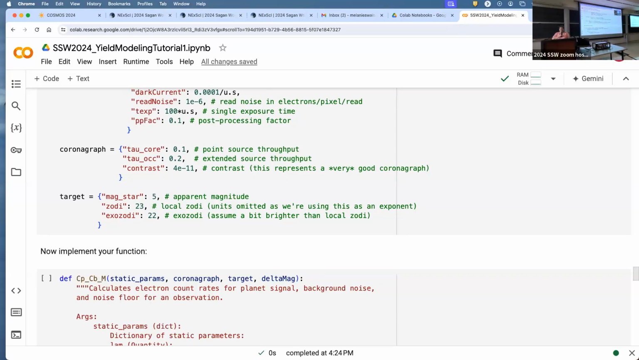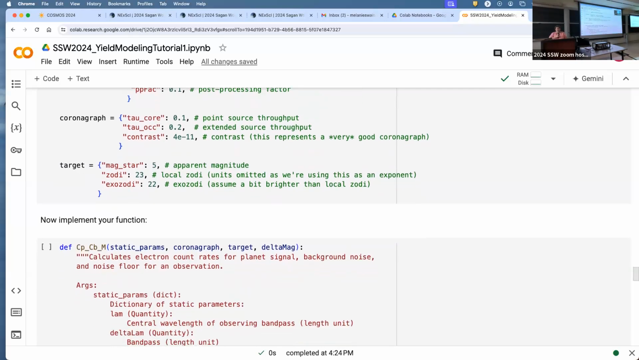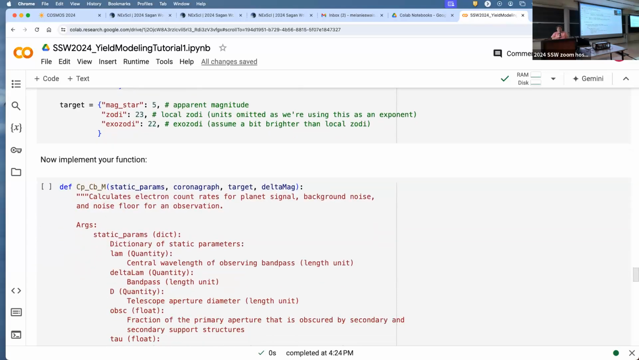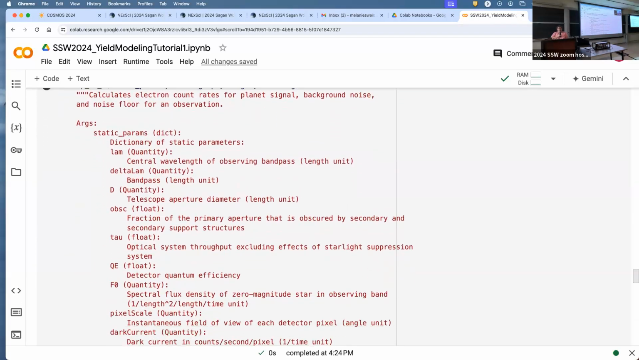So we're going to use a single target. We're going to use a magnitude 5 star. And this is the same zodi, local zodi brightness that we talked about. And for the exozodi, we assume that it's a little bit brighter because you're seeing through it, and you're seeing reflected planet light that is coming through it again. And there may also be some forward scattering, so it's a little bit brighter. And now it's your turn to implement this function.